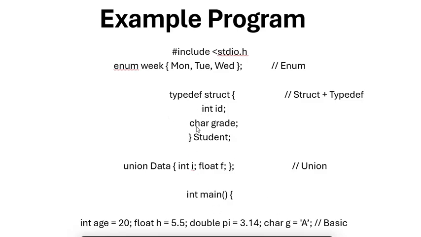Where it will group the different data types together. We can see the integer and character here. Int id to store the student id, char grade and Student. Union Data, that is int i, float f, int main, this is the main program. Int age is equal to 20. These are all the primitive data types I have told you. Float h is equal to 5.5. Double pi is equal to 3.14. Char g is equal to 'a'. These are all the basic data types. Those are primitive data types in C.